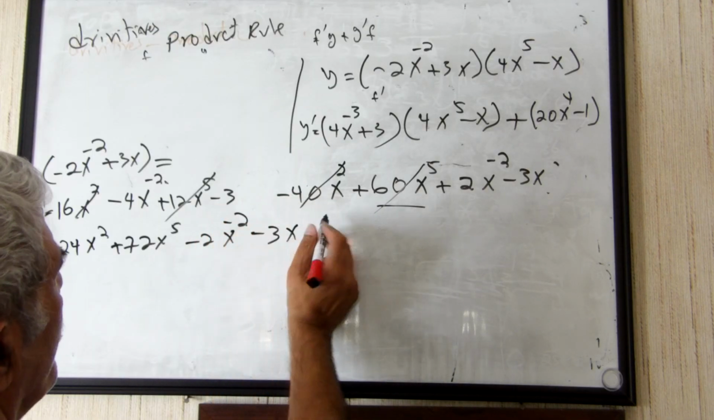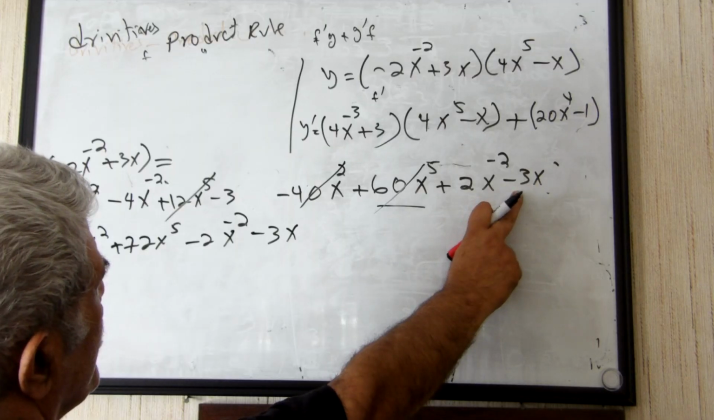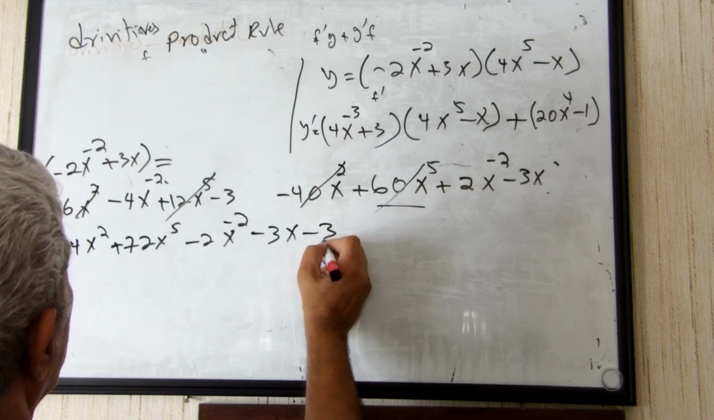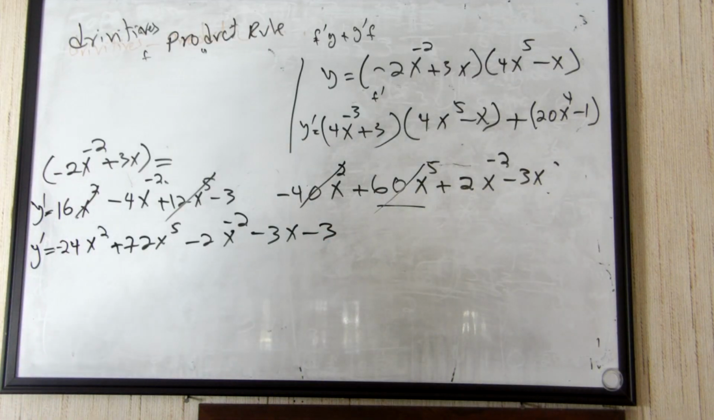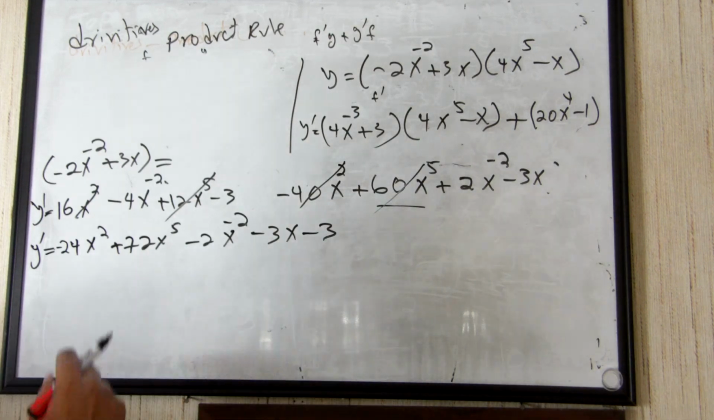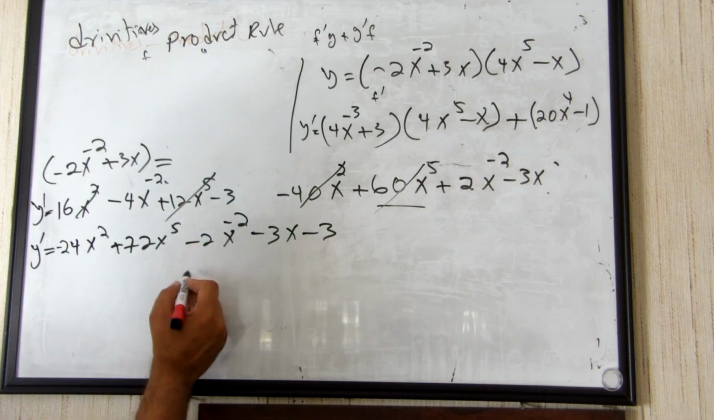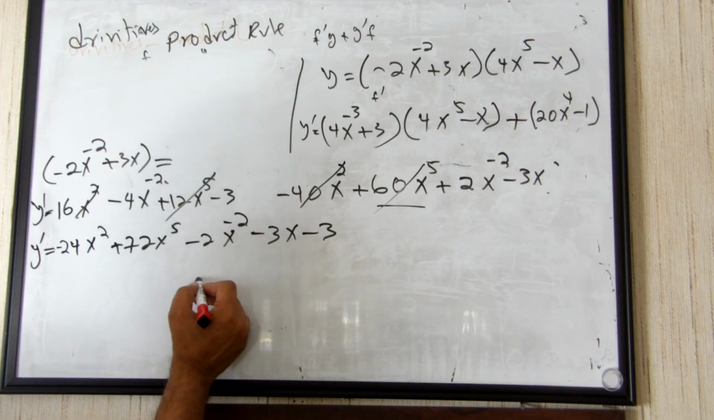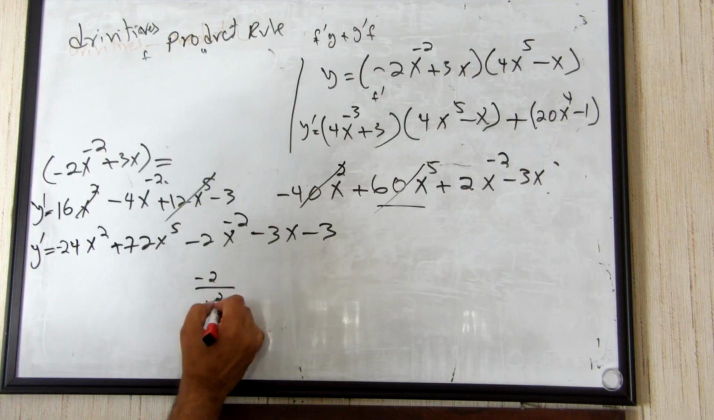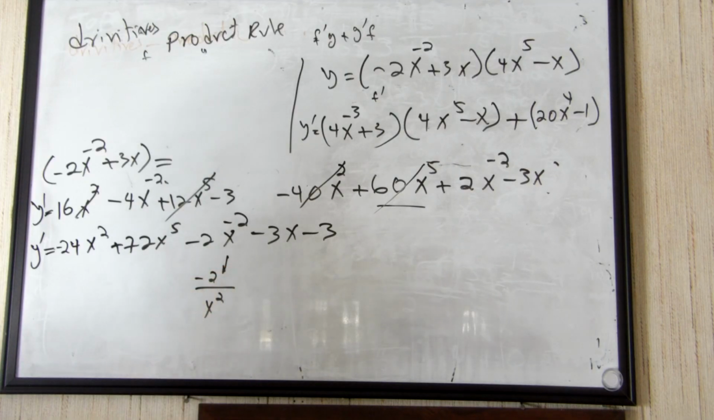We don't have something like that here, and we need 3. Okay, that's going to be here, except that we can write this one as minus 2 over x to the power of 2. We can write this one like this too, okay?